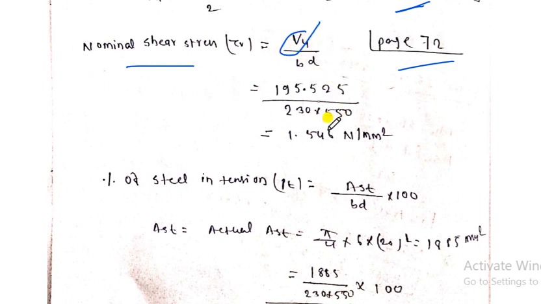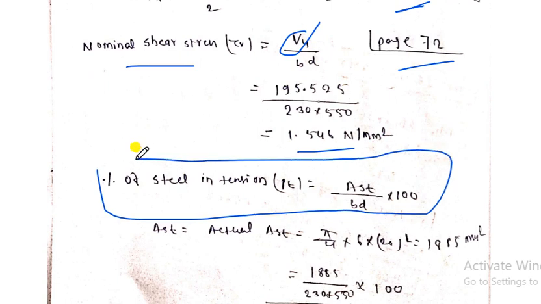Effective depth is 550. So we already calculated these ones. Now we will calculate the percentage of steel. This one is very important. A capital Ast means this is the actual Ast. So actual Ast means pi by 4 into the number of bars we have provided, 6 numbers of bars into 20 squared.